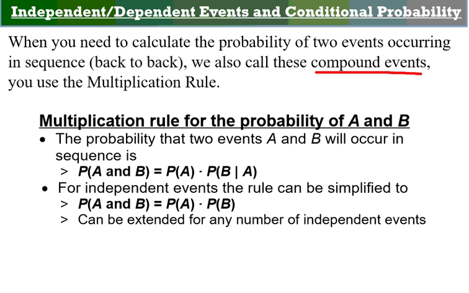If the events are independent, then I know that the probability of B given A is just going to be the probability of B, because A had no bearing on B occurring. So if it's just for independent events, I can take the probability of A, multiply it by the probability of B, and that will be the likelihood of A and B occurring back to back. And you can extend this for any number of events. So in this case, we're just doing 2, but you could do this for 3 or 4, however many events are occurring back to back.